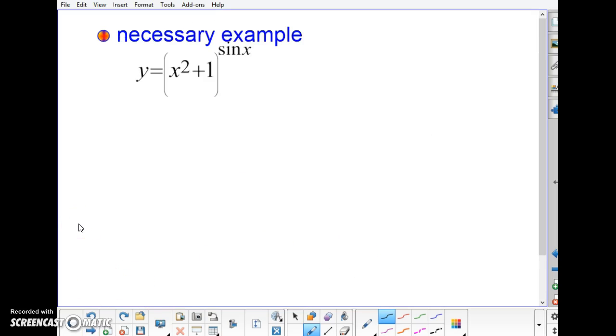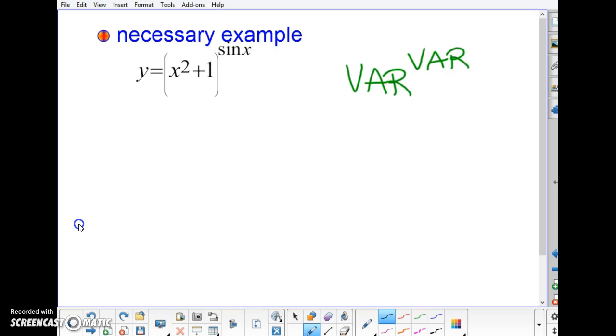So let's look at an example where we do need logarithmic differentiation. And the reason that we need this is because we've never talked about finding a derivative when you have a base that involves a variable and an exponent that involves a variable. I know how to solve x to a number, and I know how to solve a number to x for derivatives, but never x to the x. So we're going to use logarithmic differentiation.